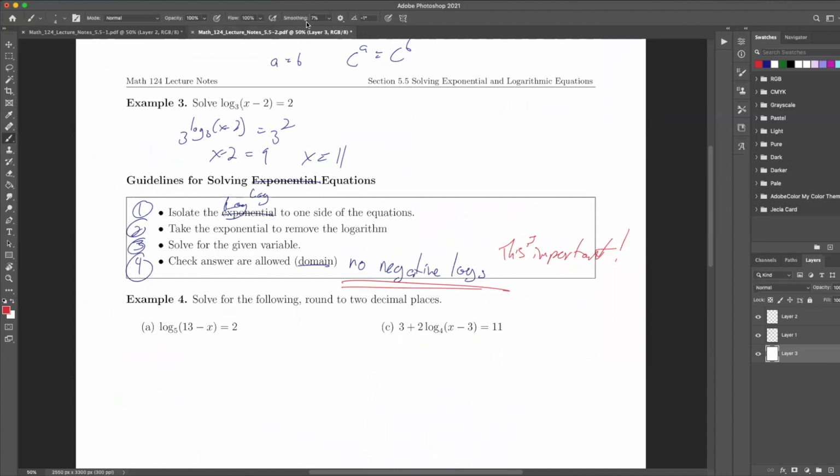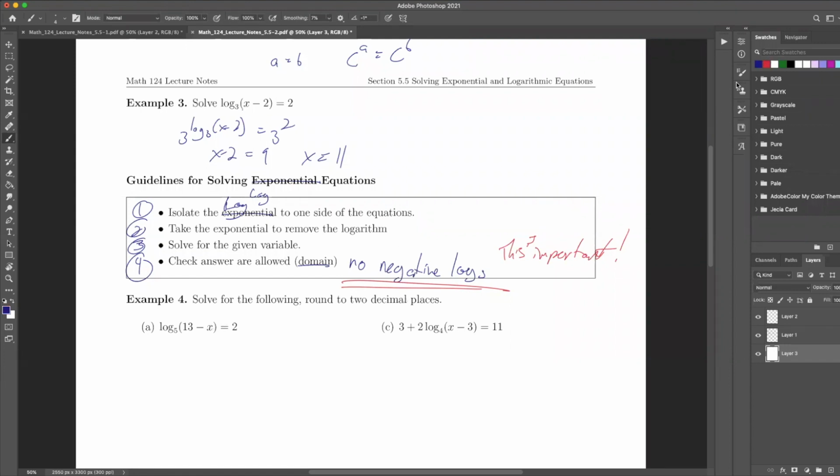All right. So here, no negative log. Remember when we did square roots, we could produce answers that weren't in our domain. The same thing's true here. When we're solving logs, we may produce x's that are not in our domain. So we just need to be careful. I think I have an example. I'll show you something that can't happen. Okay. All right. So let's go do this.